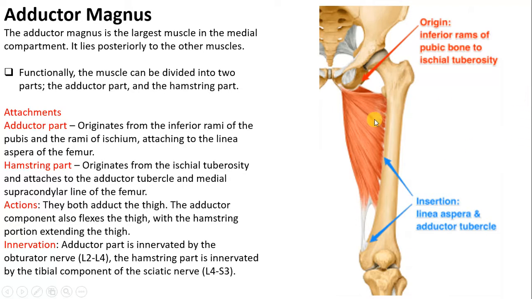So we can call this muscle a true hybrid muscle, in the sense that it has two regions, two insertions, two nerve supplies, and two actions. It adducts the thigh and it also extends the thigh. So in this sense, we can say this adductor magnus is a true hybrid muscle.